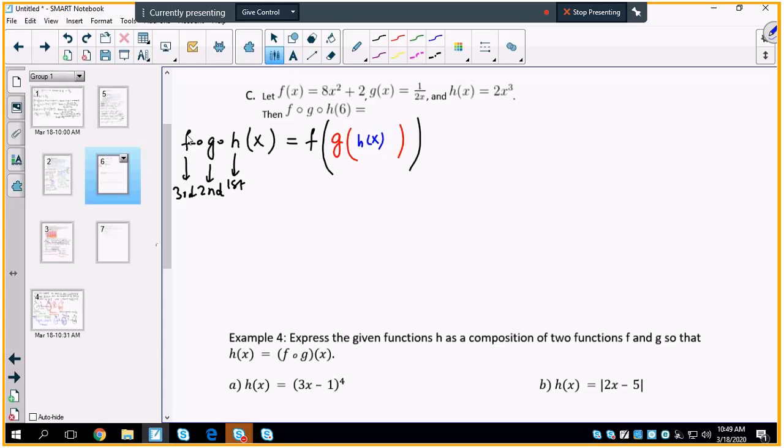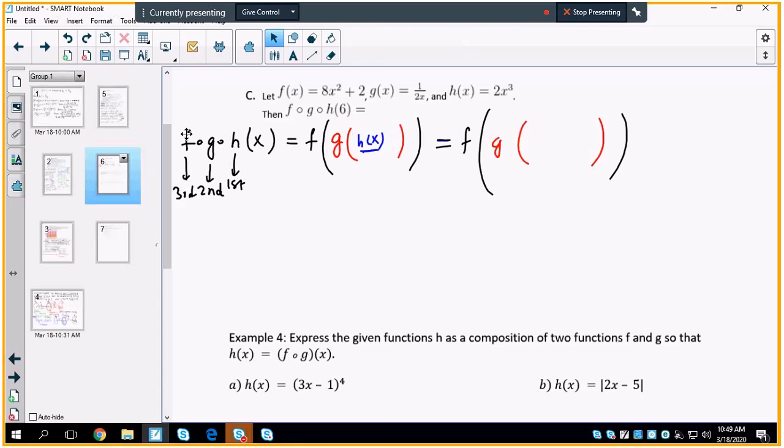First, I replace h of x by the formal definition of h of x. So I go ahead and say that this is equal to f of g of, and think about h of x. H of x is 2x cubed. So I'll go ahead and say that this is 2x cubed.